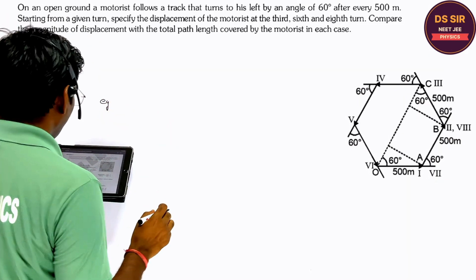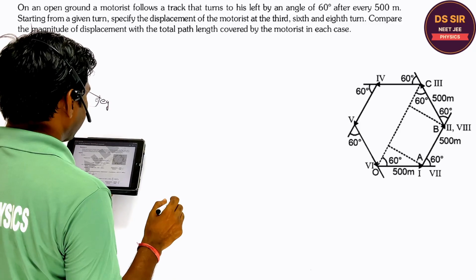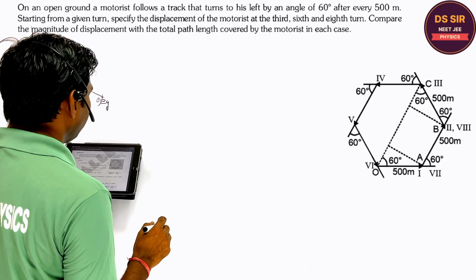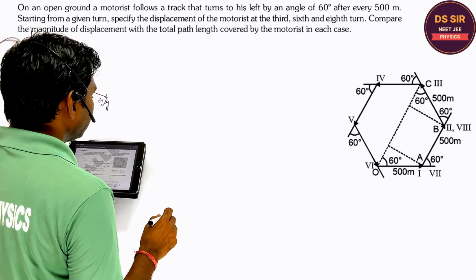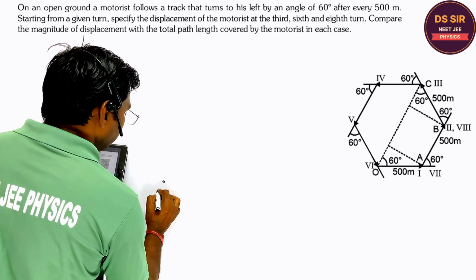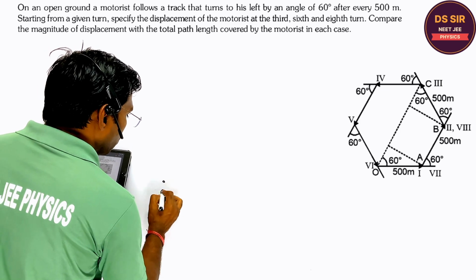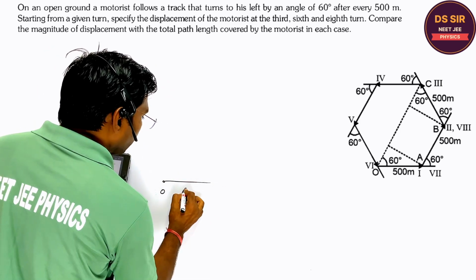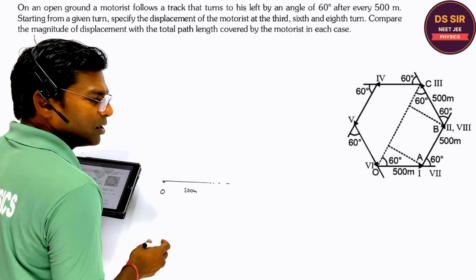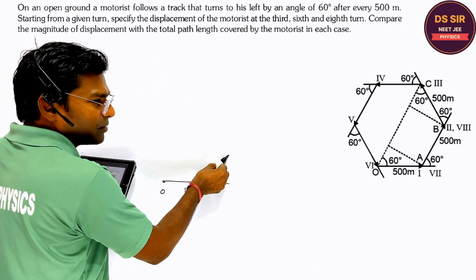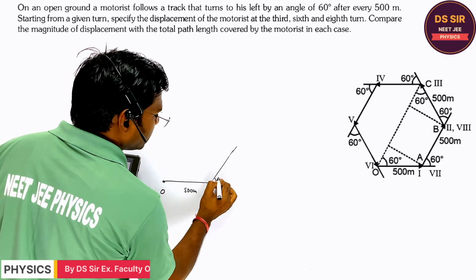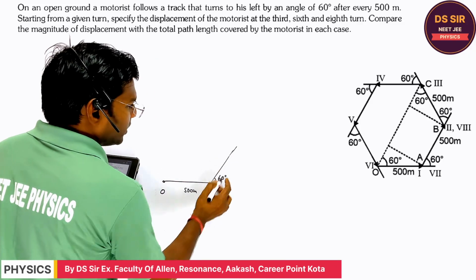In this question, an open ground motorcycle follows a track that turns to its left by an angle of 60 degrees after each 500 meters. For example, if the motorcycle starts from point O, it moves for 500 meters. It has to go straight, but it turns to the left by what angle? Say 60 degrees. All right, like this.